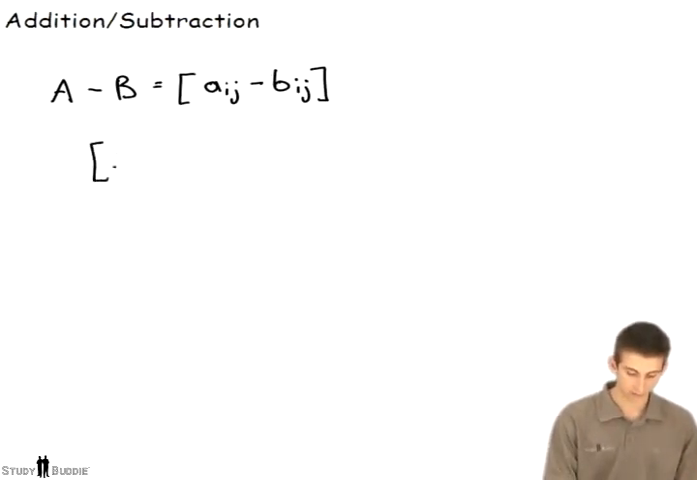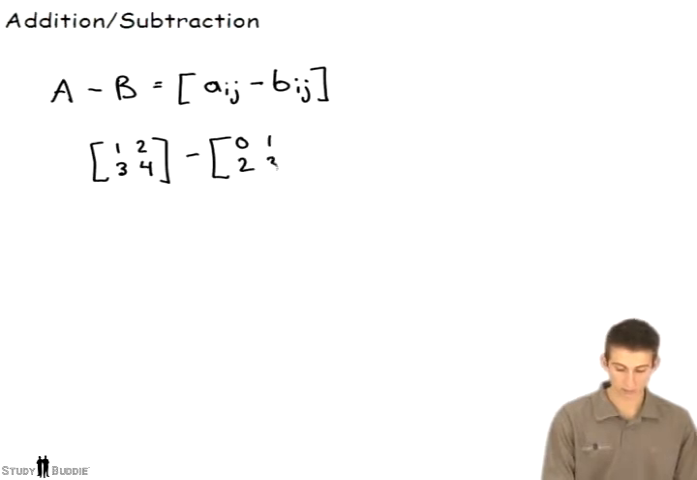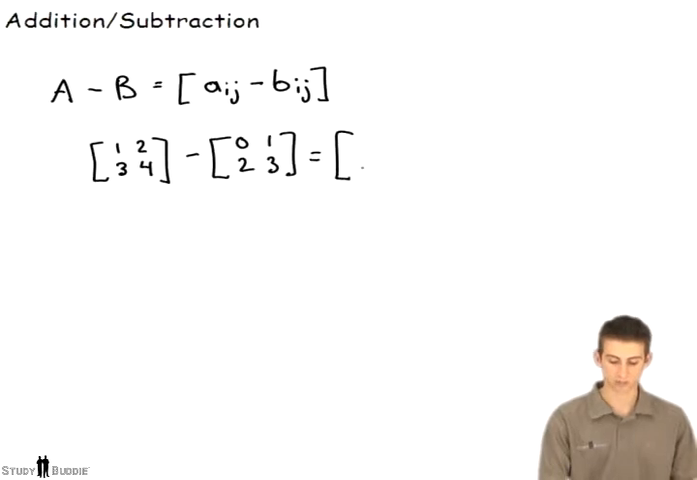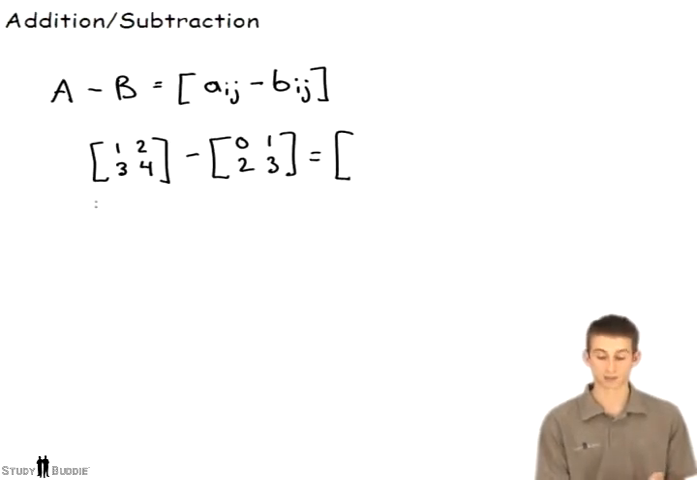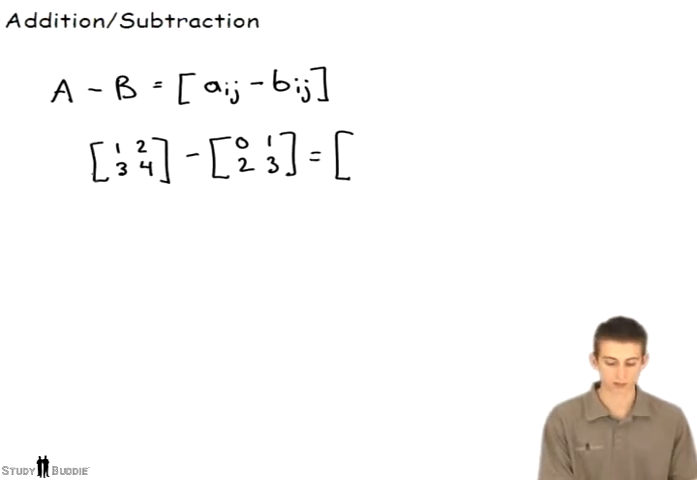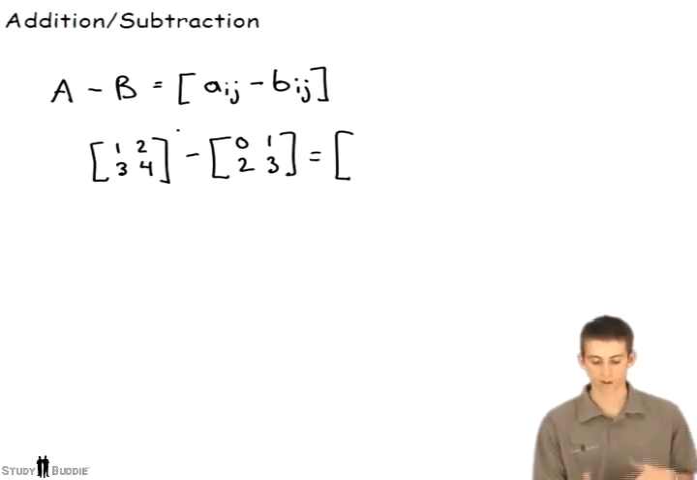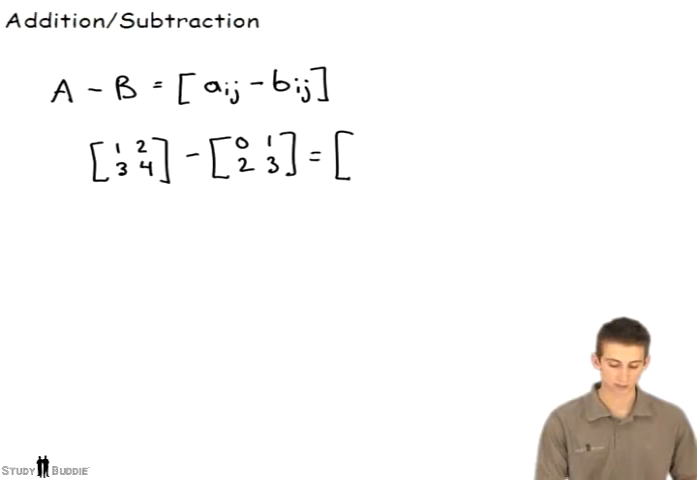Just as a quick example, if we have a matrix 1, 2, 3, 4, and we subtract the matrix 0, 1, 2, 3, the new matrix is going to be the same size, so 2 by 2. Again, just as a quick check before you do addition or subtraction, these are both 2 by 2, which is why you can go with the subtraction.